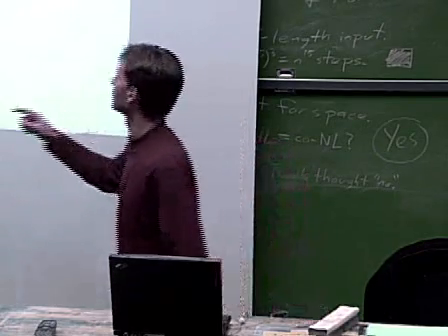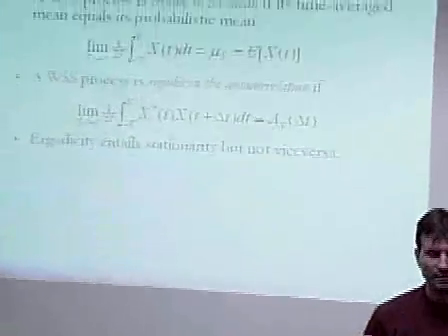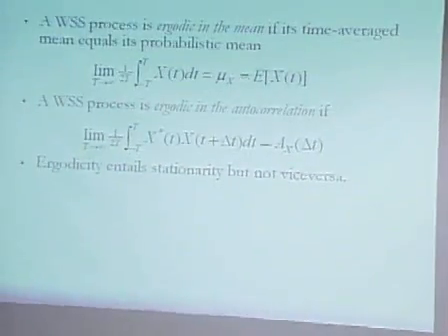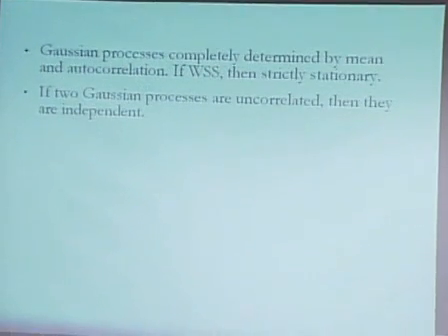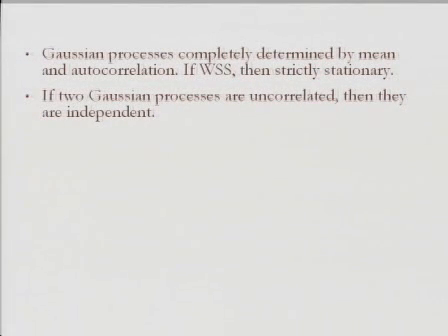Now, it's a strong notion because ergodicity entails stationarity, but not vice versa. So it is a very strong notion. Okay. So a couple of final notes. Gaussian processes are the ones that we are going to encounter the most. And in the same way that a Gaussian random variable is completely determined by its mean and its variance, a Gaussian process is completely determined by its mean and its autocorrelation.